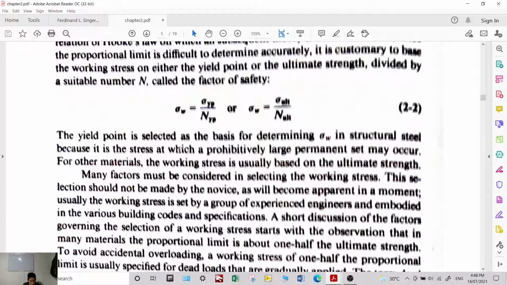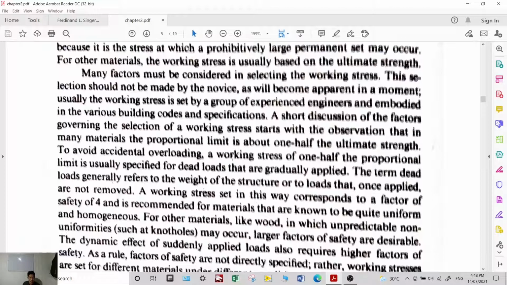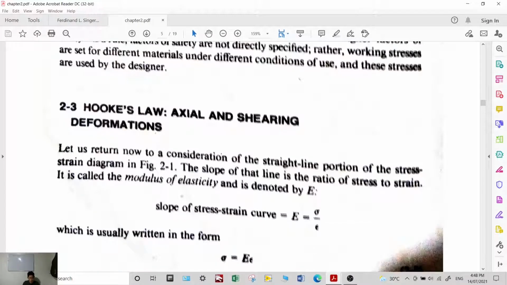Okay, the yield point is selected as the basis for determining the working stress in structural steel. Okay, so let's proceed with Hooke's law, and we will discuss the axial deformation and shearing deformation.